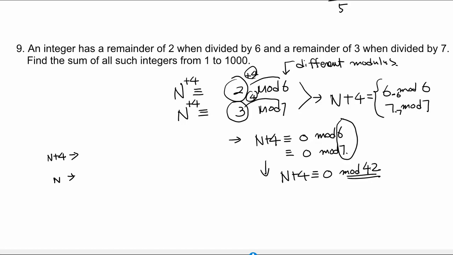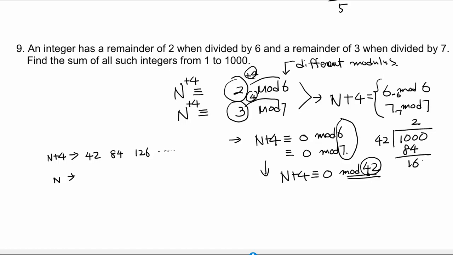n plus 4: the first number is 42, isn't it? The second number, times 2, is 84. The third number is 126, and keep going, right? What is the last multiple of 42? Maybe you can use 1000. 1000 divided by 42 is about 23.